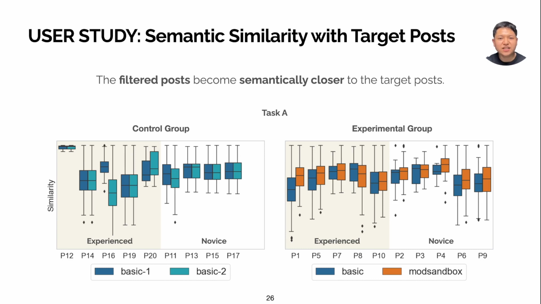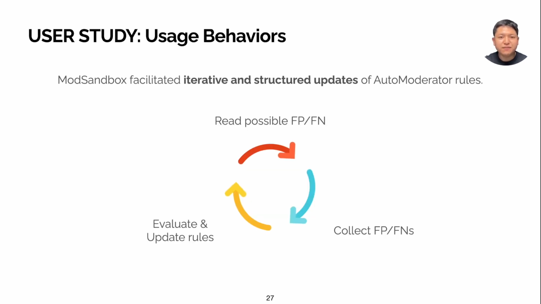We then compared the change in average semantic similarity between filtered posts and target posts. The increased similarity between filtered and target posts during the second chance indicates that users successfully refined their rules to better capture posts relevant to the task. In the control group, only 1 participant showed an increase in semantic similarity, while 8 participants using ModSandbox showed this improvement. We observed that ModSandbox helped participants to iteratively and systematically update their AutoModerator rules, allowing them to identify errors, collect them, and debug rules more effectively.